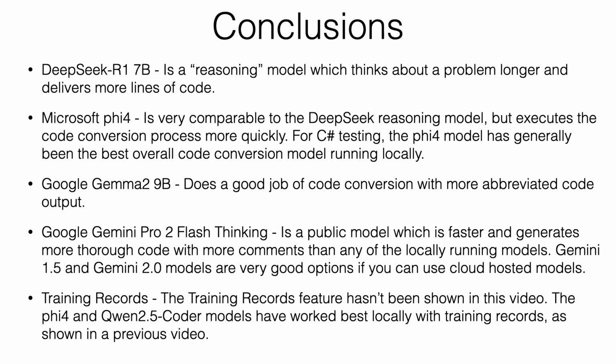Google Gemini Pro 2.0 Flash Thinking is a public model which runs faster and generates more thorough code with more comments than any of the locally running models. Gemini 1.5 and Gemini 2 models are very good options if you can use cloud-hosted models. The training records feature hasn't been shown in this video. The Phi-4 and Qwen 2.5 Coder models have worked best locally with training records as shown in a previous video.